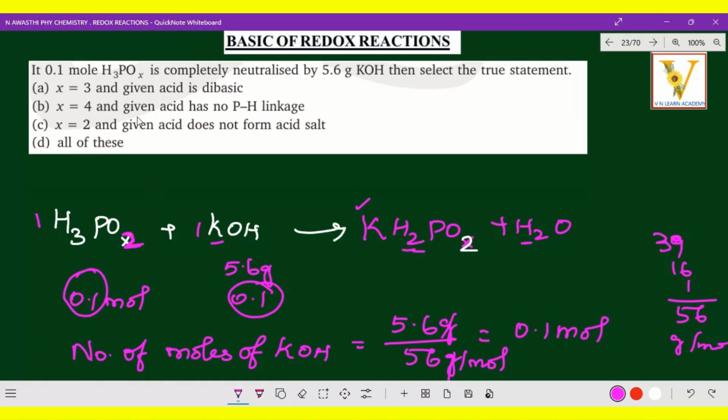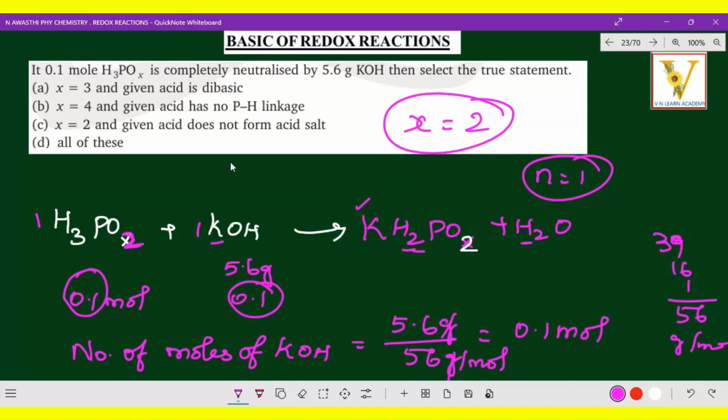Now if they are asking such a question, x equal to what? 2 only. Actually KH2PO2 is not an acid salt. Why do you know? Because it is monobasic. N factor is 1. Here N factor, actually it is 1. Why N factor 1? Because only one electron is passing. In that way, one hydrogen atom in the acid is ionizable. That is what I just mentioned here. So only one ionizable acidic hydrogen is available. So H plus and H2PO2 minus, in that way.